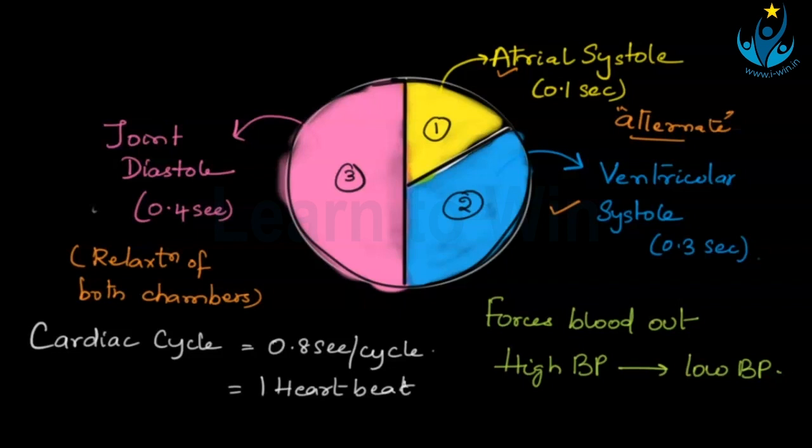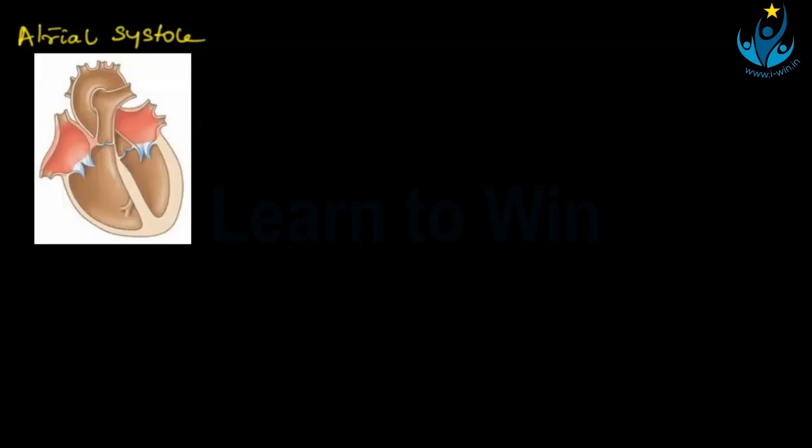So now we are going to see the events in detail that occur in the cardiac cycle. We are going to start with atrial systole, and in atrial systole you can already see that the atria are filled with blood. This is the left atrium and this is the right atrium. The left atrium is filled with oxygenated blood and the right atrium is filled with deoxygenated blood. Okay, this is something we already know.